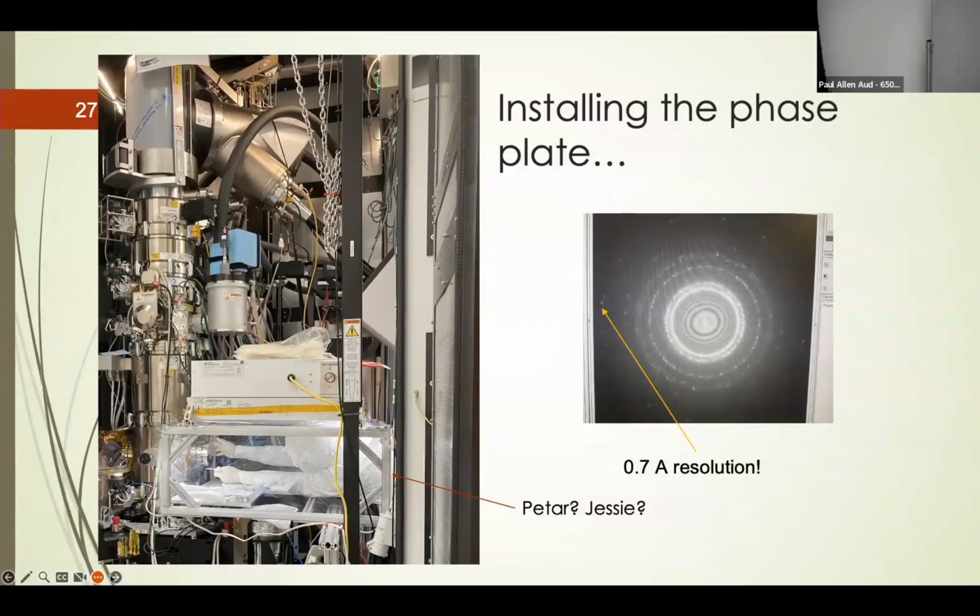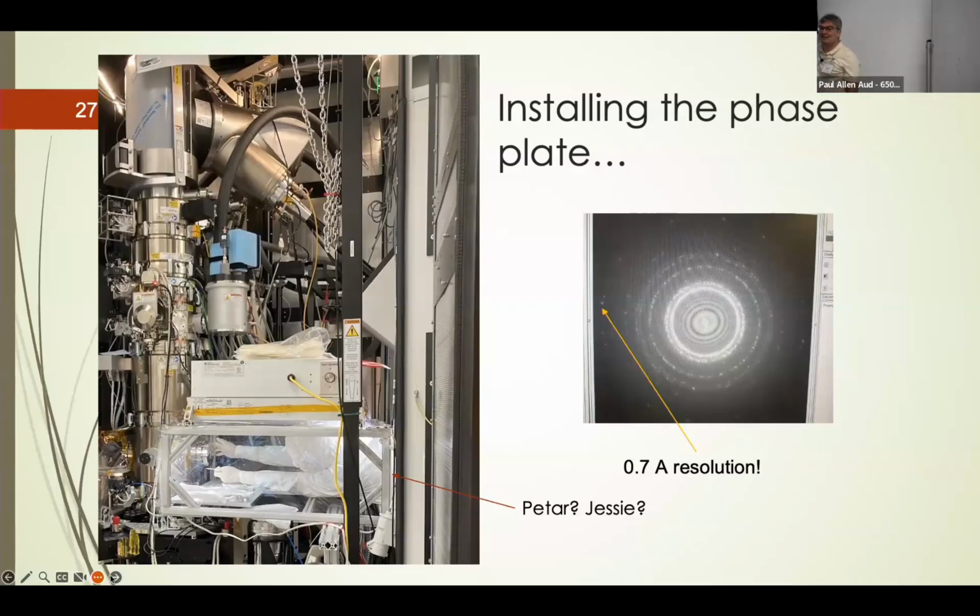The great thing is, this is an image of gold foil, okay? And then you take the Fourier transform of that image, and so you see these diffraction rings. But this is not running the microscope in diffraction mode. It's the Fourier transform of a real image. You see information out to 0.7 angstrom. That is better than the design goal of 1 angstrom.